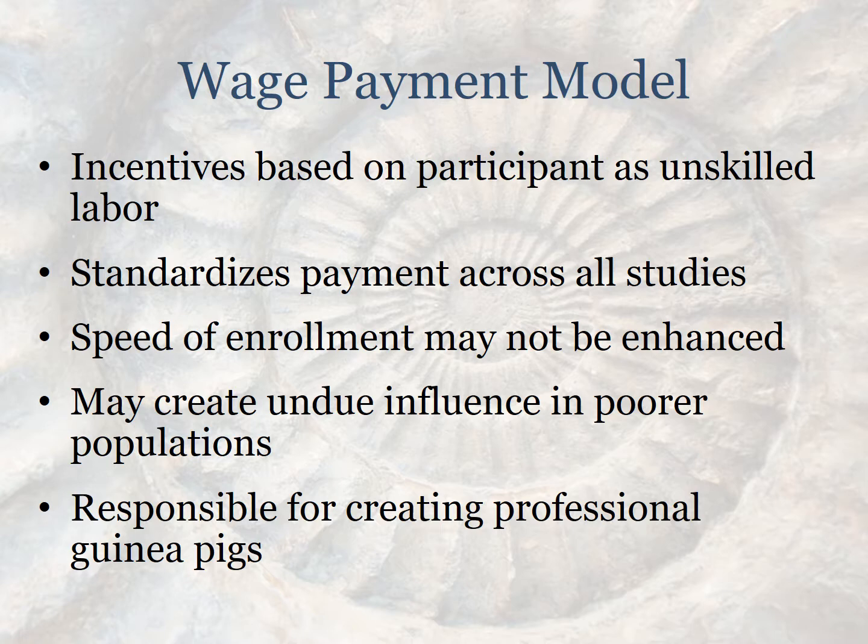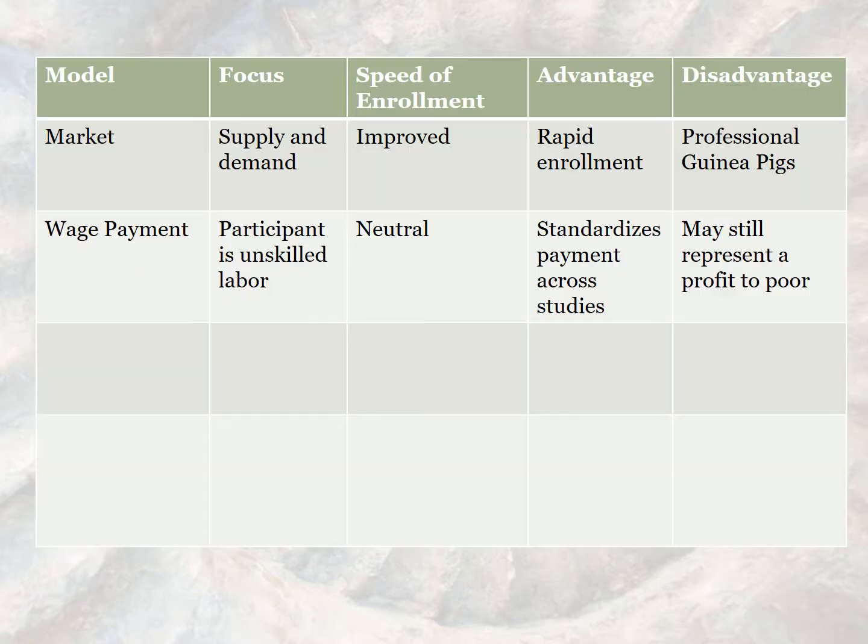And if it is, then you can inadvertently create an environment to entice people to do this for a living. So in the wage payment model, the concept is that the participant is unskilled labor. It doesn't do anything to enrollment, and it can still represent a profit to poor individuals. And so the disadvantage, I think, is pretty significant.